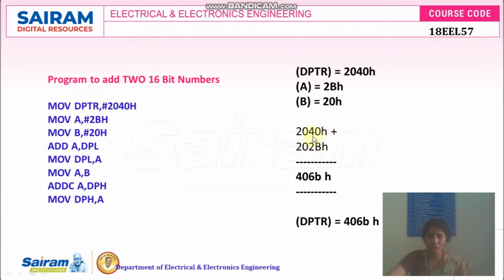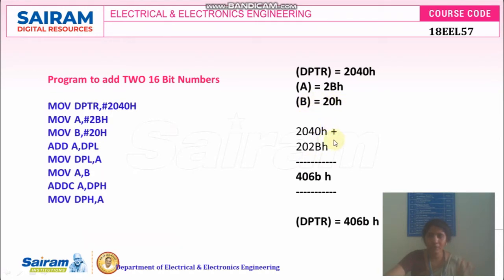These two data you want to add, which means the data need to be taken from the data pointer. So first you load 2040 in your data pointer, with 40 in one location and 20 in another location. Here we are going to do MOV DPTR, #2040H. This complete 16-bit data is given here, and the second data is going to be 202B. In this, 2B is loaded in your accumulator and 20H is loaded into your B register.